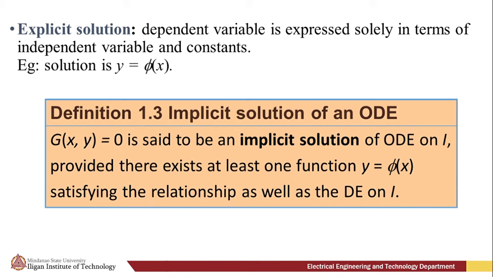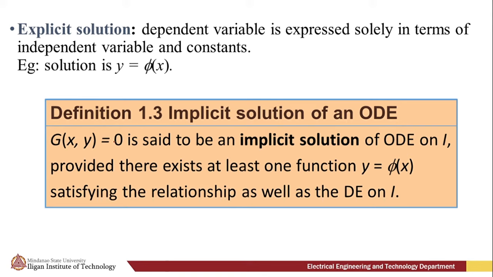So an explicit solution is a dependent variable expressed solely in terms of the independent variable and constants. Example here is that we have y equals phi of x. So this one is an explicit solution. Any solution that is in the form of y, or the dependent variable, equals a function of the independent variable and constants, is an explicit solution.